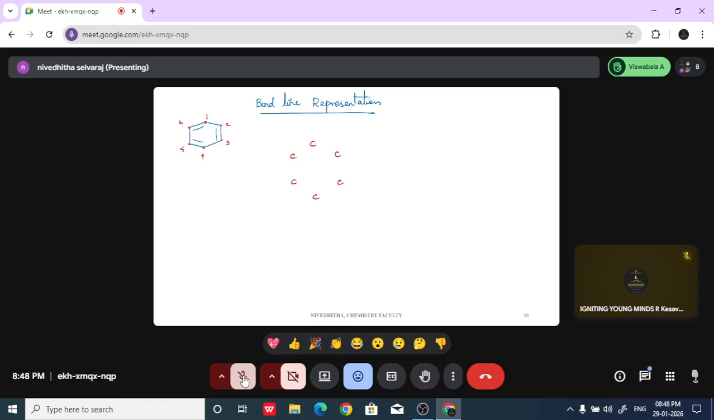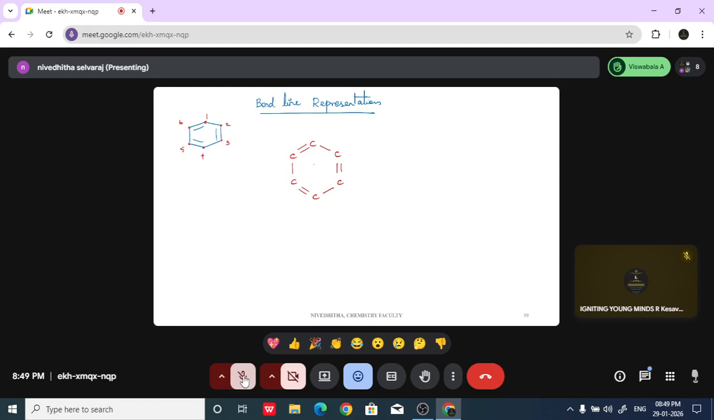Between the first and second carbon, we have only one bond. Between the second and third carbon, we have a double bond. Third and fourth carbon, a single bond. Between the fourth and fifth carbon, a double bond. Fifth and sixth carbon, a single bond. Sixth and first carbon, a double bond. That's it. I've counted the number of carbon atoms and written them, and I've drawn the number of bonds between carbon atoms.